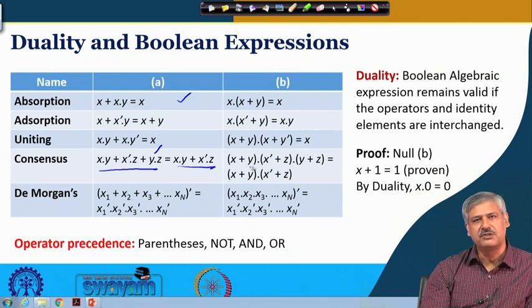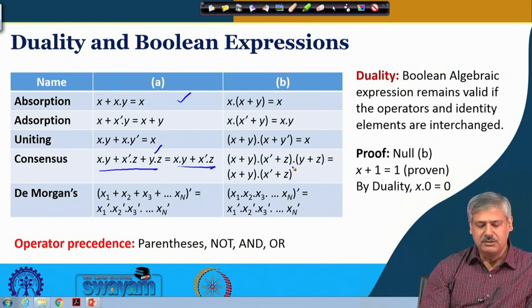Consensus theorem has another version, the product of sum version. It is called product of sum because you can see all the products are there and this is the sum version. So, x plus y ANDed with x prime or z ANDed with y or z, and this y or z is not required in the final expression, because this is an additional term which is already explained by the other two terms.